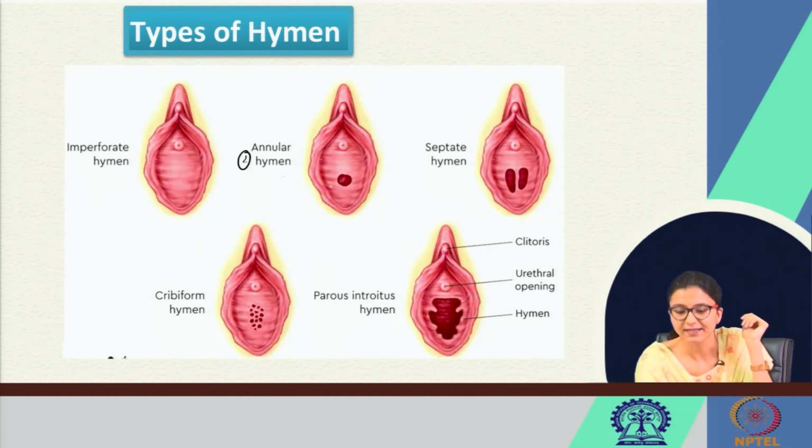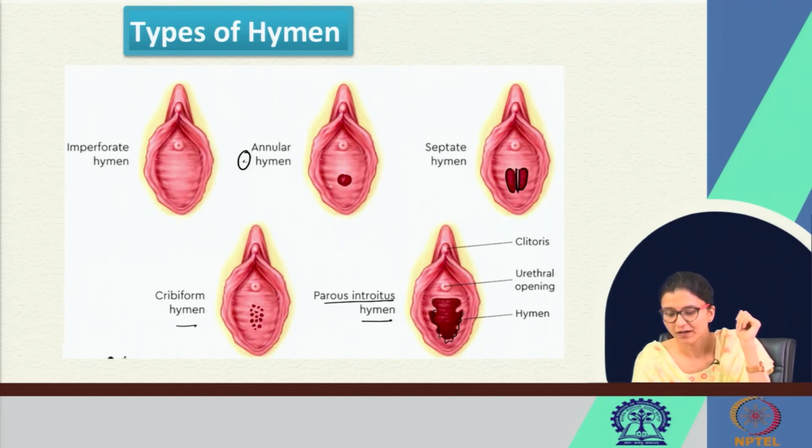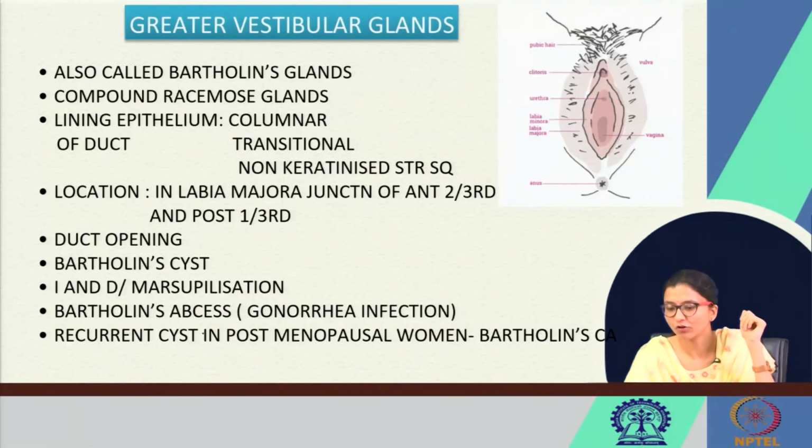Annular hymen is a single annular opening. This is septate hymen. There is a septum in between. This is the hymenal opening and there is a septum in between. Cribriform hymen, small holes on the hymenal region. This is cribriform hymen. And number 5 is parous introitus. This is after childbirth, there will be hymenal tears and they present as parous hymen. So, types of hymen covered.